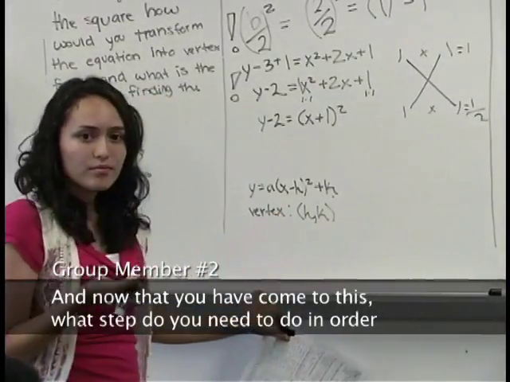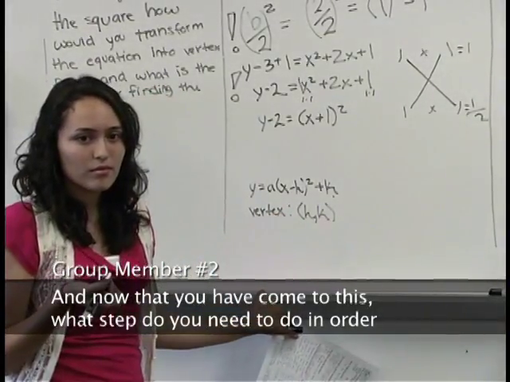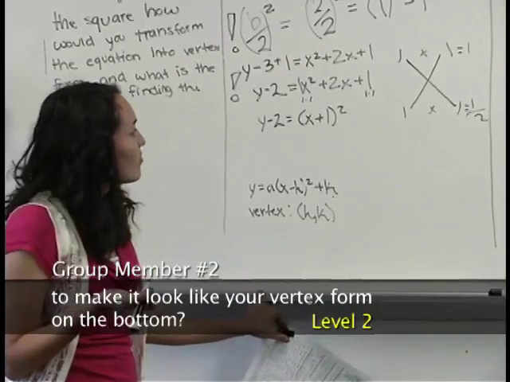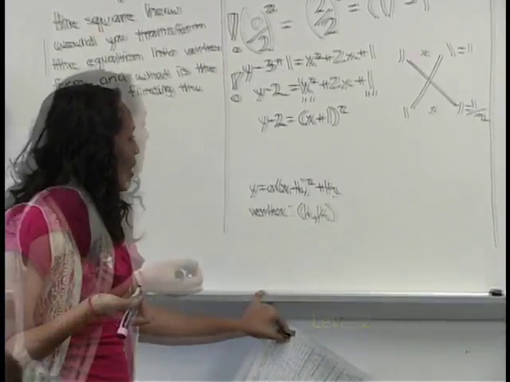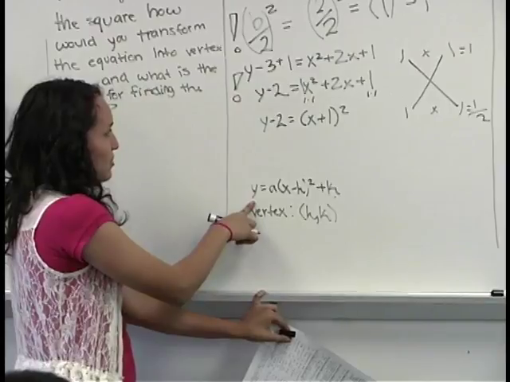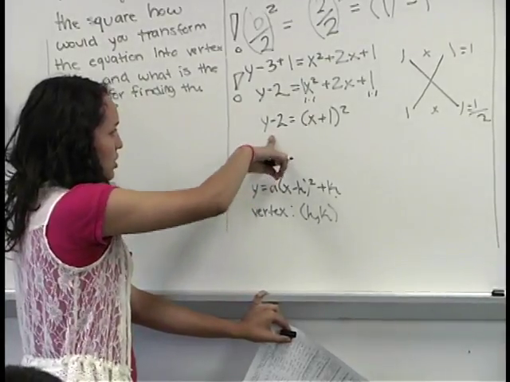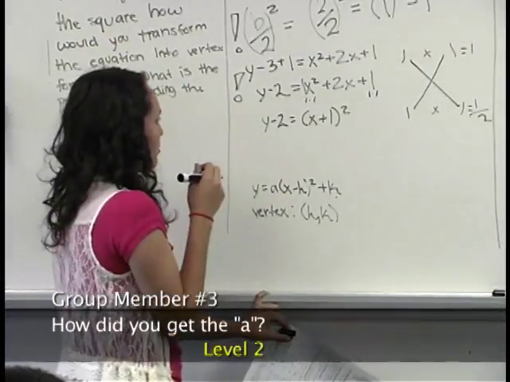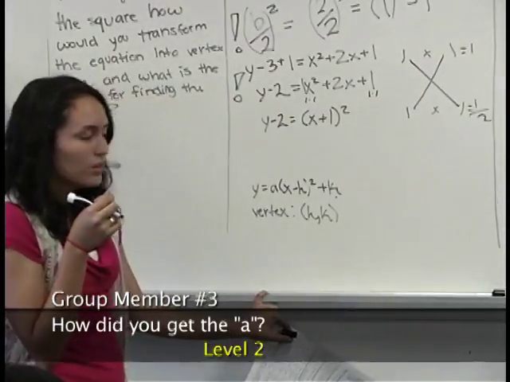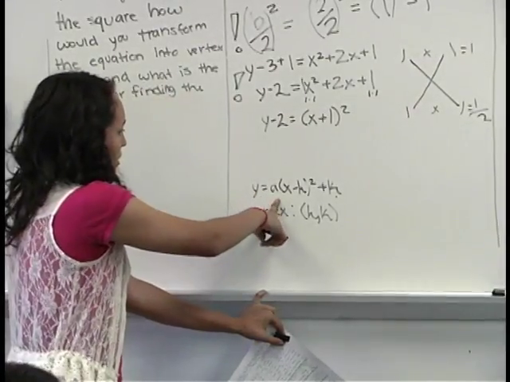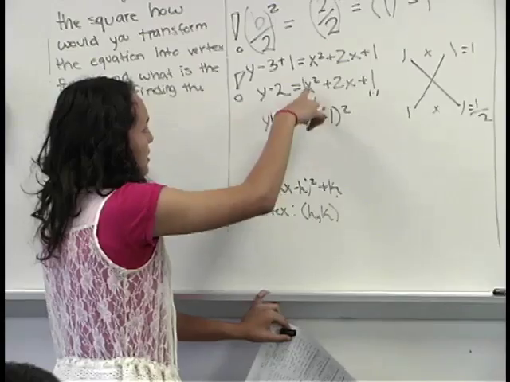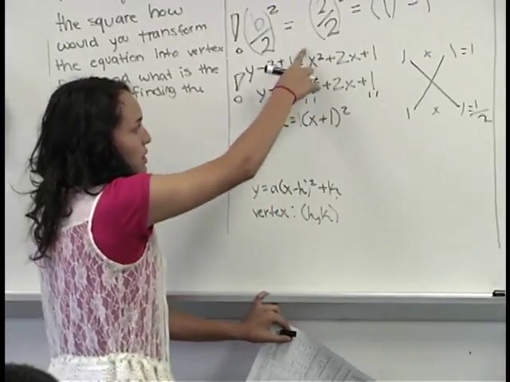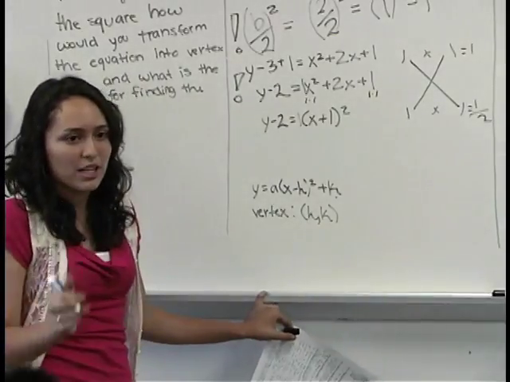And now that you've come to this, what step do you need to do in order to make it look like your vertex form on the bottom? Well, the y is alone here, so I would have to make this alone too. Wait, how did you get the a? The a would be a 1 because, as you notice here, the x squared doesn't have anything, but it's also a 1. So sometimes it's just imaginary. Oh, okay.